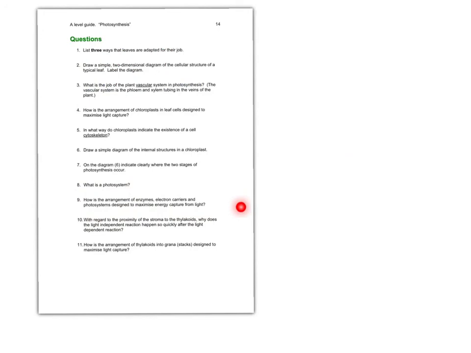How is the arrangement of thylakoids in the grana or stacks designed to maximize light capture? A lot of these questions almost repeat themselves. But if you think about stacking the thylakoids, it would make sense that it would help in capturing rays of sunlight. All right, that's it.